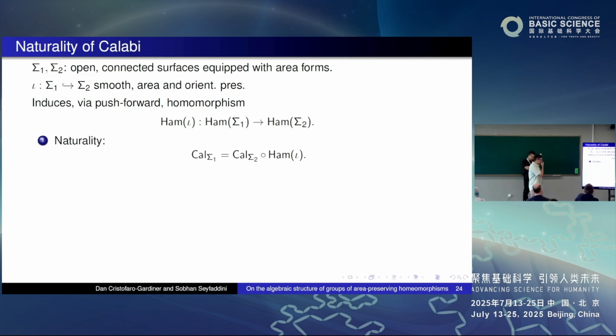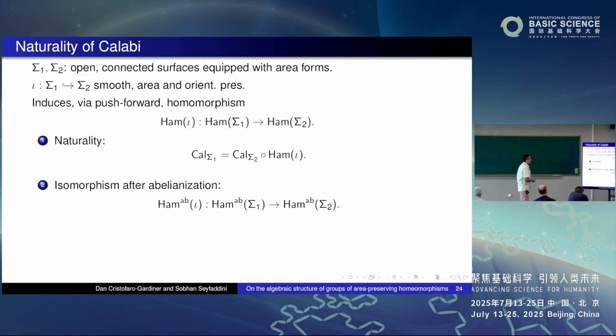Now, it turns out, and this is really easy to see, the Calabi homomorphism satisfies this naturality property. Meaning, if I view a given diffeomorphism as a Hamiltonian diffeomorphism of Sigma 1 versus a Hamiltonian diffeomorphism of Sigma 2, it has the same Calabi invariant, because you just take one Hamiltonian that generates it and you integrate that Hamiltonian. That number is independent of the surface, as long as the embeddings are area preserving.